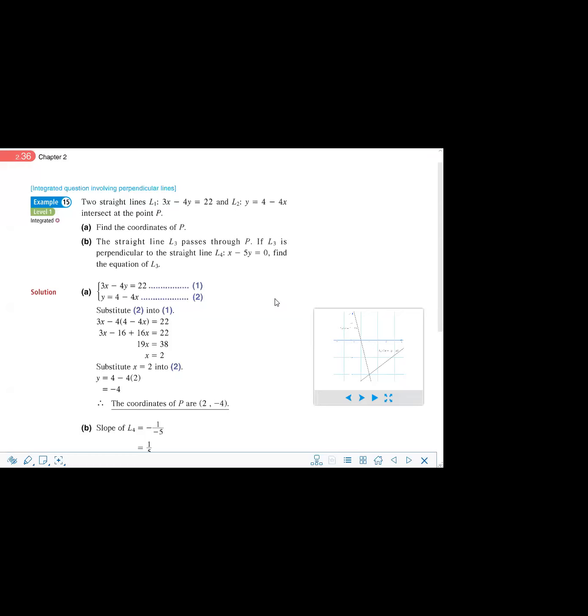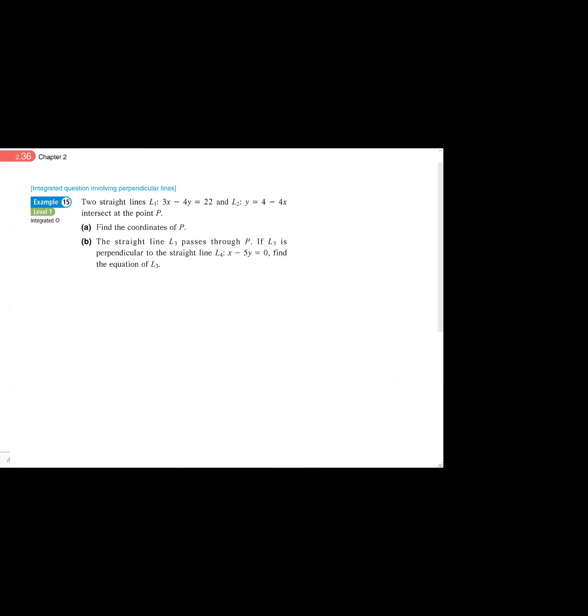All right, so example 15. Okay, let us read example 15 together. Okay, so two straight lines L1 and L2. So can you see that the equation of L1 is given, and the equation of L2 is also given. Okay, and then they intersect at the point P.